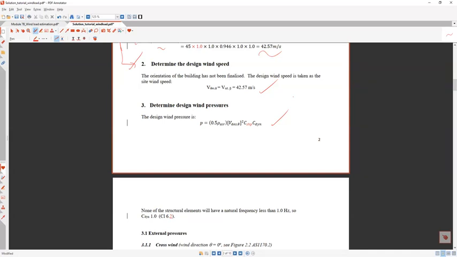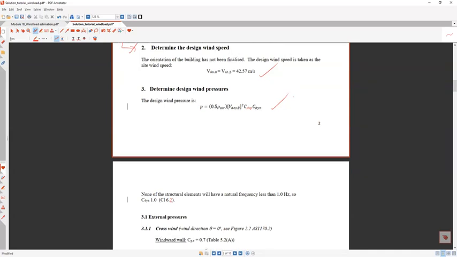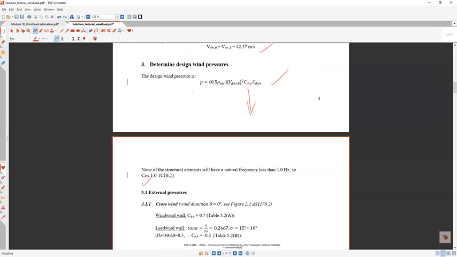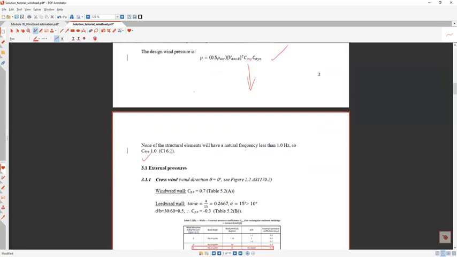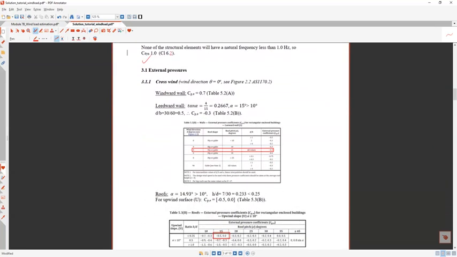And C dyn is the dynamic effect. Now, in this case, you can ignore the dynamic effect. You can assume that the natural frequency is less than 1 hertz. So C dyn is 1, so no need to worry about that. But we have to look in detail at what C shape is. Okay, so now we'll look into how to estimate the external pressures.